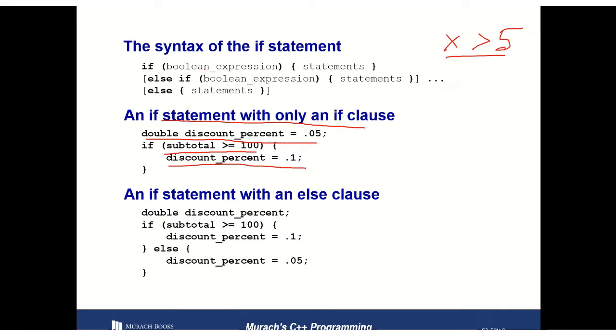So it's a 10% discount, let's say. An if statement with an else clause looks like the below. In the code, you write double discountPercent, a variable you declare. Then if the subtotal is greater than 100, meaning you purchase more than $100 worth of materials from a store, you get a 10% discount. Otherwise, you get a 5% discount. So this is the programmed version of this.